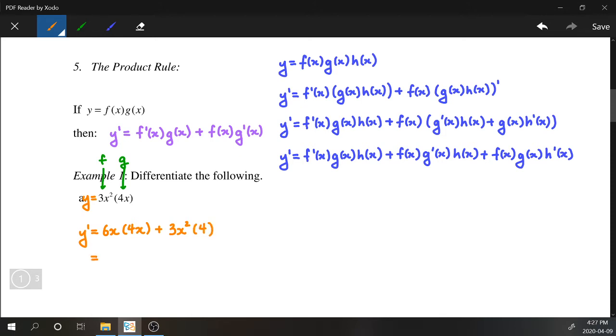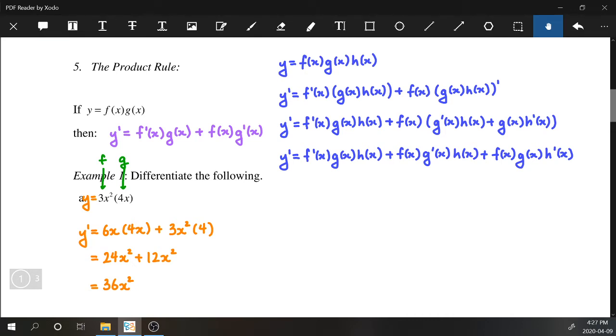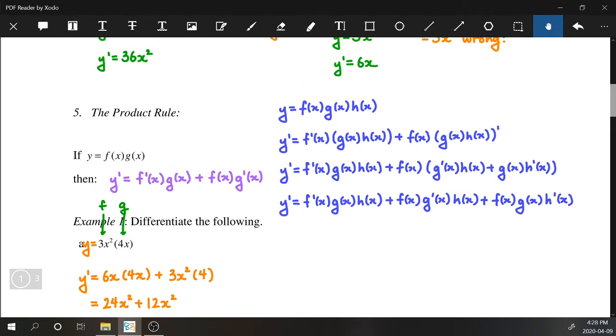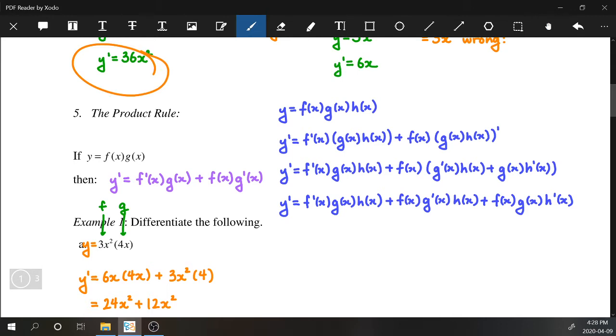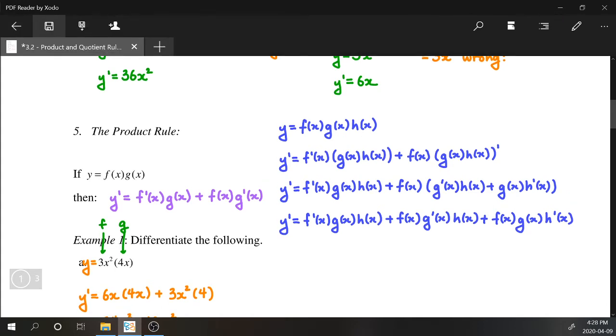We can then multiply everything out. 6 times 4 is 24. And then we have x squared. And then 3 times 4 is 12. And also x squared. So if you add them together, you will get 36x squared, which is what we had before when we multiplied everything together first. Can I undo that? Yes. Okay, good.